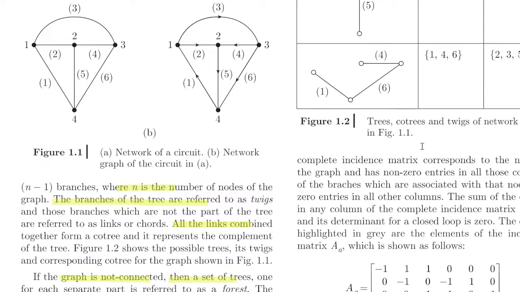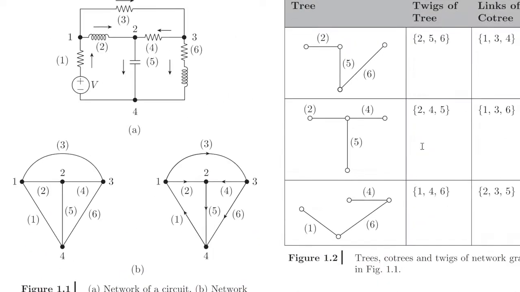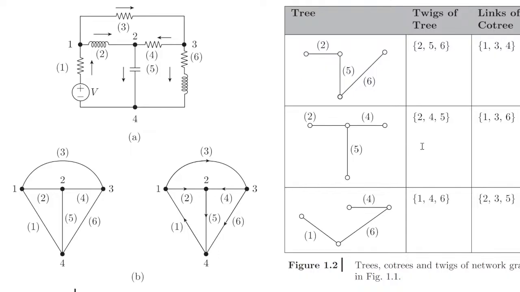We can see these structures in a network circuit like this one. The arrow is defining the direction. This is the tree. Twigs are the branches of the tree: one, two, three, and the links are one, three, four.